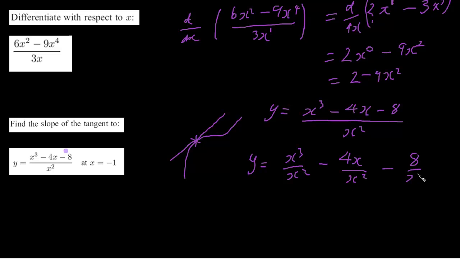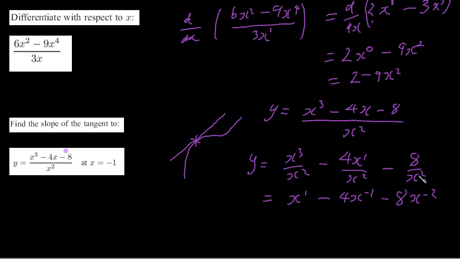x cubed divided by x squared: subtract the powers, we get x to the 1. Minus 4x divided by x squared, well that's x to the 1, subtract the powers, 1 minus 2 is minus 1, so we get 4x to the minus 1. Minus, and we've got 8 over x squared. Well, we imagine this as x to the naught, because x to the naught is 1. So you take away 2 from naught, you get minus 2. So we've got 8x to the minus 2.